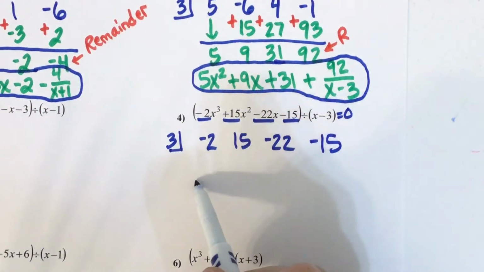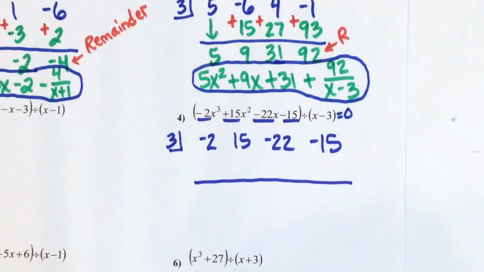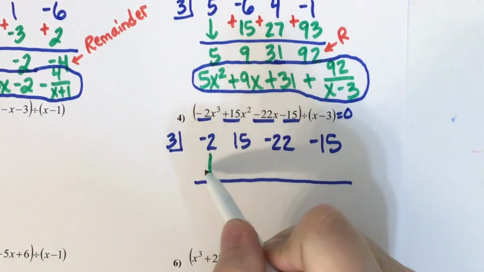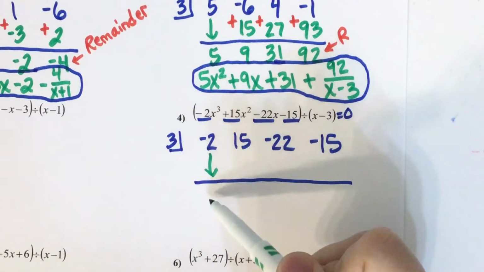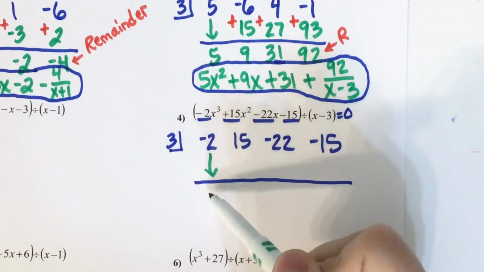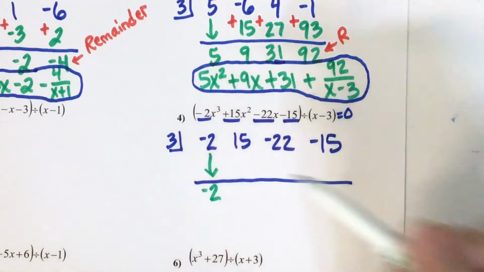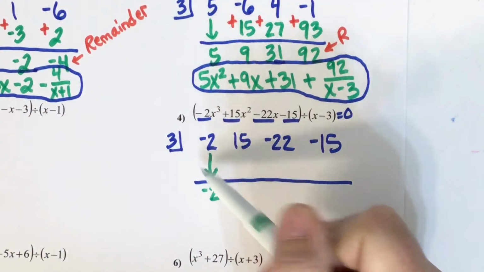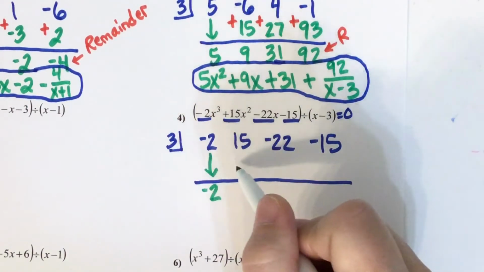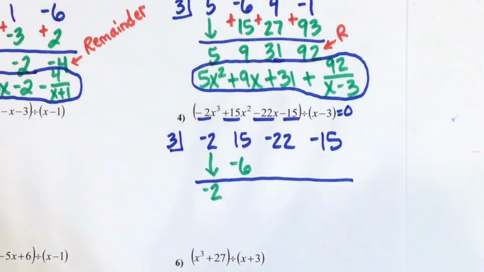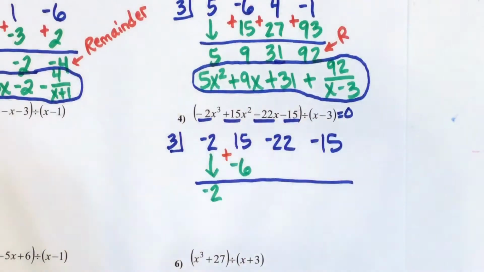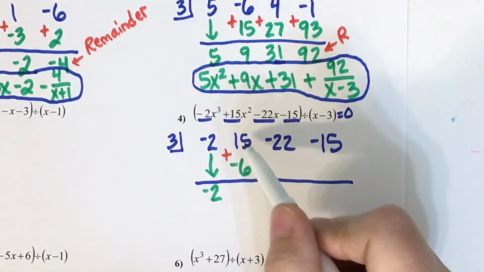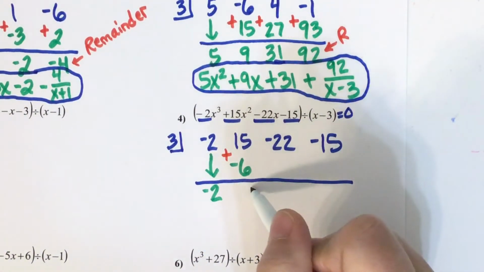Okay, then draw your line. And then you bring down the first number. So whatever this first number is, I just bring it down. Then I start my sequence of multiplying, adding, until I'm done. So negative 2 times 3 is negative 6. And then I add these numbers. So 15 plus negative 6 is 9.